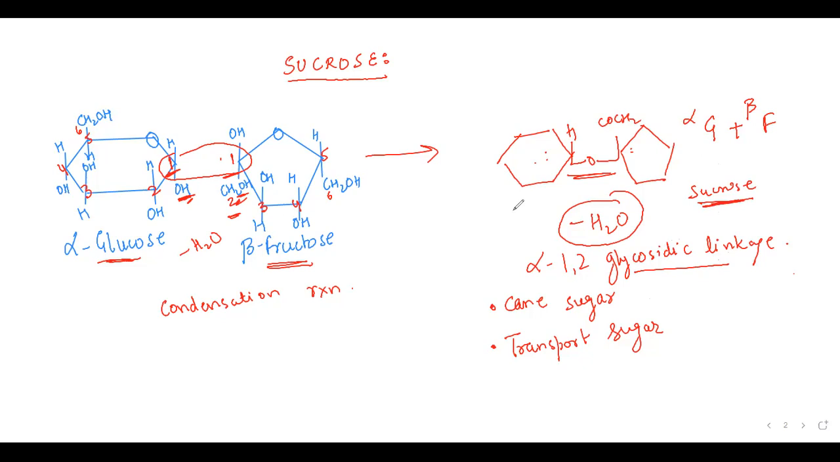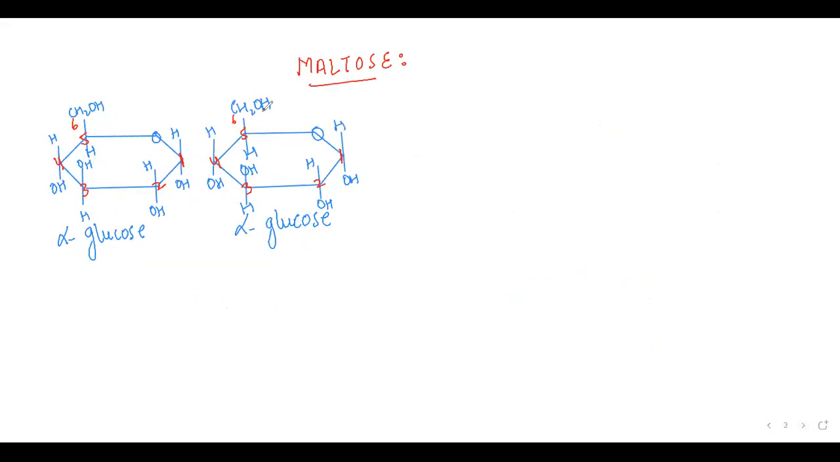The next structure that we are going to study is also a disaccharide, and it is called maltose. Now, what is maltose? Maltose is also called the malt sugar because it is extracted from the malts. Malt sugar is made up of alpha glucose and alpha glucose. You can see that this is one structure of alpha glucose. This is another structure of alpha glucose.